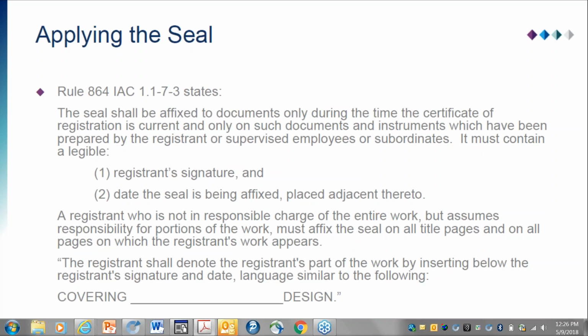Now, I'll grant you most of the time nobody's going to be the wiser, but on the other hand, it does illustrate that if you didn't pay by the due date, you're arguably not current, and you better lock up your seal for a couple of weeks.